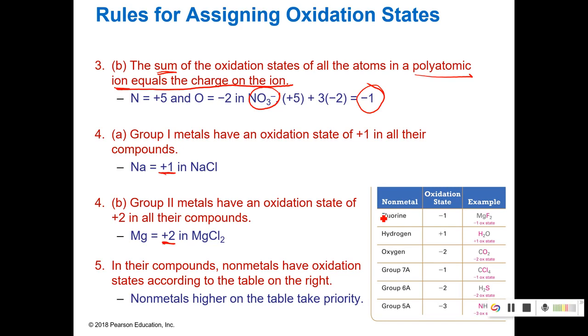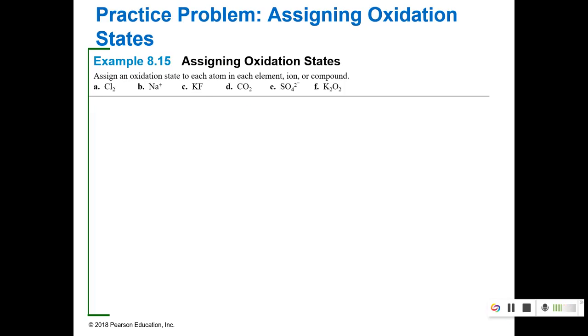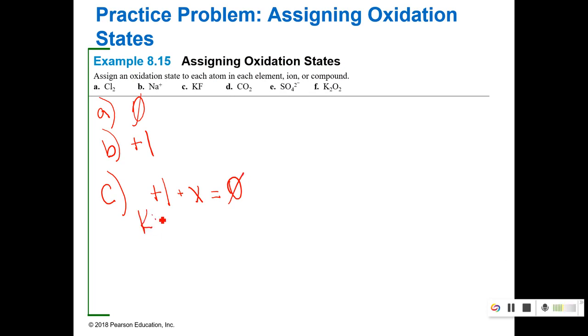Okay, and the table, again, it goes in order. So fluorine takes more precedence than group 6A. Hydrogen takes more precedence than oxygen. Okay, so we've got some problems. A, Cl, free element, 0. B, that is rule 2, where it's +1 because it shows a charge. C is our first one that is a sum problem. K is a group 1 metal, +1. I'm going to call F X because I don't know it, and the sum has to be 0. So K is +1, F is -1.